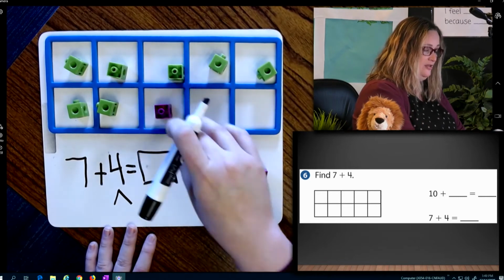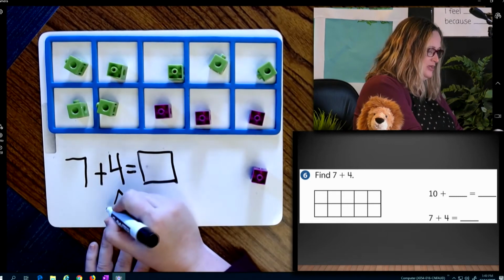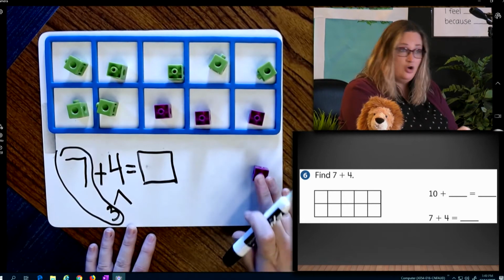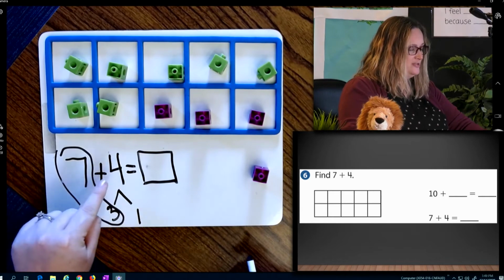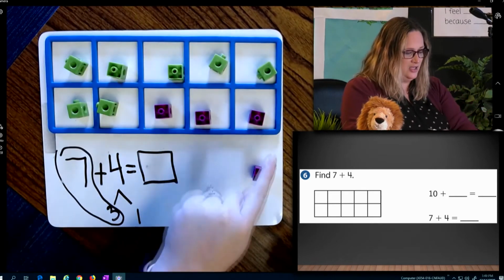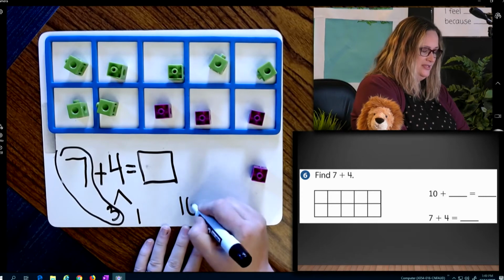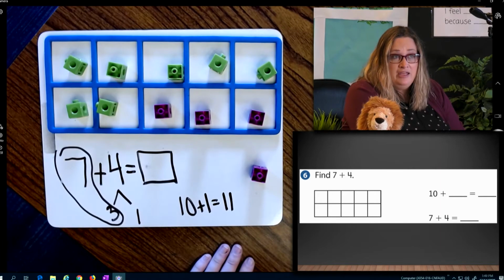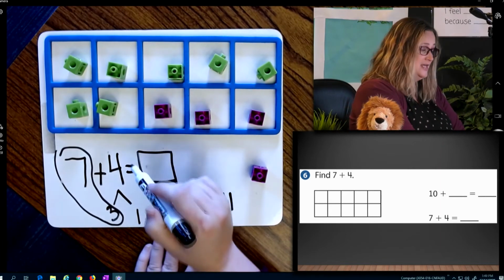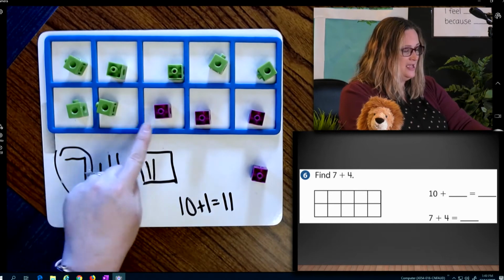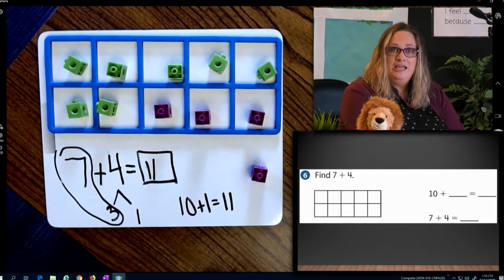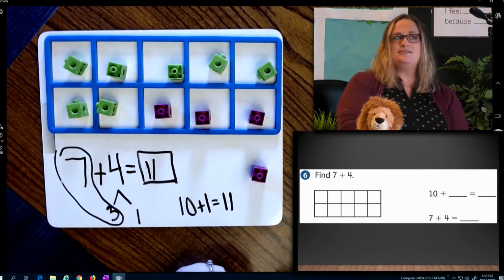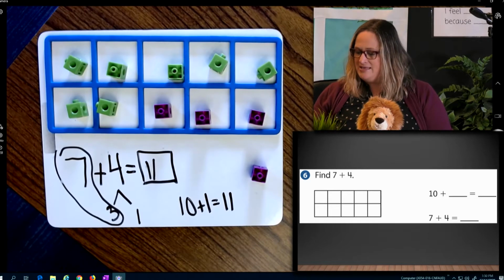I'm going to take 3 from the 4 and put it together with 7, and that's my new 10, and I have 1 left over. So now I don't have 7 plus 4, I have 10 and 1, which is 11. 10 plus 1 equals 11. Well, if 10 plus 1 equals 11, then 7 plus 4 equals 11 because I have 7 greens and 4 pinks. We use the making 10 strategy to help us add 2 addends. Kiss your brain. Amazing job, first graders.